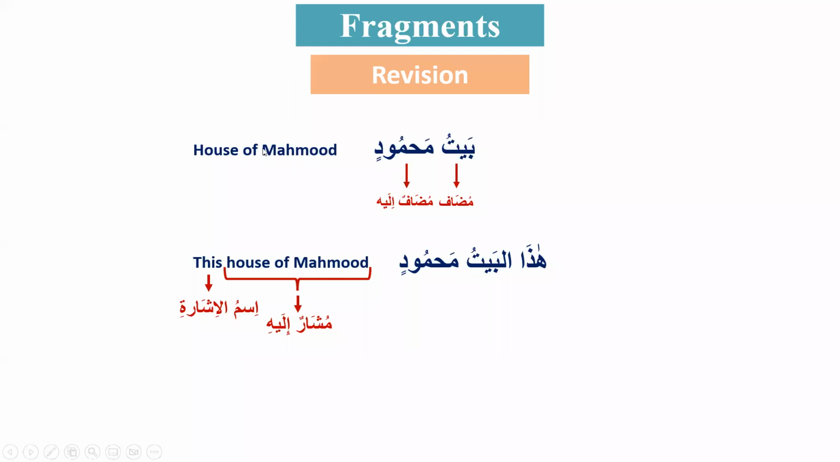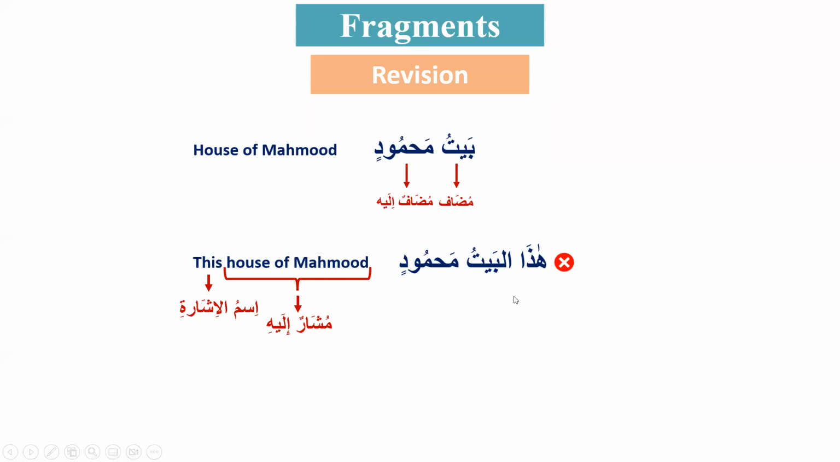Does anybody have a problem with this? Yes, I do. Go ahead. What is the problem? Since Baitu Mahmudin is mudaf ilayh, and since Baitu is mudaf, you cannot have an al in front of it. So I don't think it should be al Baitu. Yeah, you're right. So what happened is, Baitu Mahmudin was mudaf ilay. Bait cannot have al. So we have a problem.